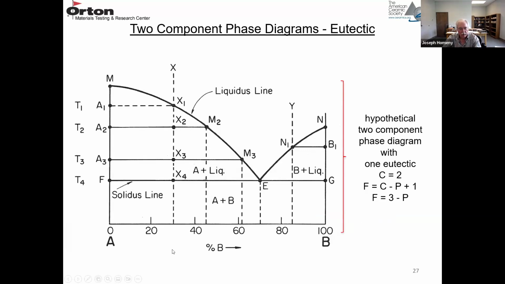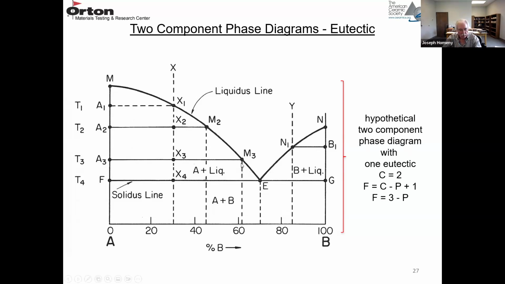Here's our component A, here's B. So this would be 100% B on the right-hand vertical axis. On the left-hand vertical axis, this is 100% A. And then T, temperature, is in the vertical direction. So this is a hypothetical two-component phase diagram with one eutectic. That's the eutectic point here at E. So C equals 2, and again, it's F equals 3 minus P.